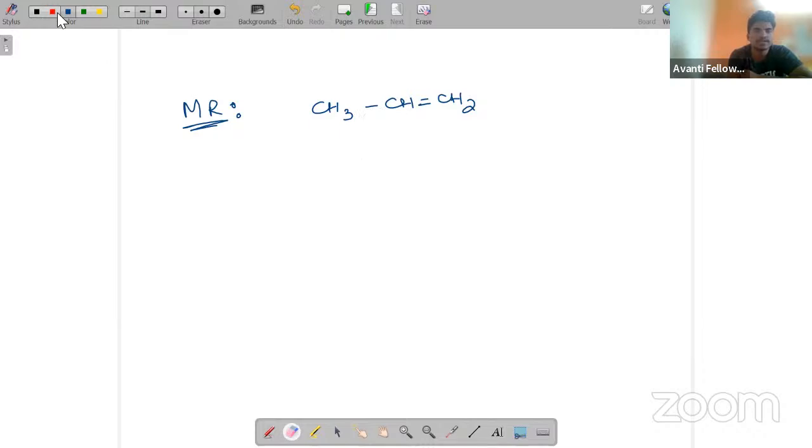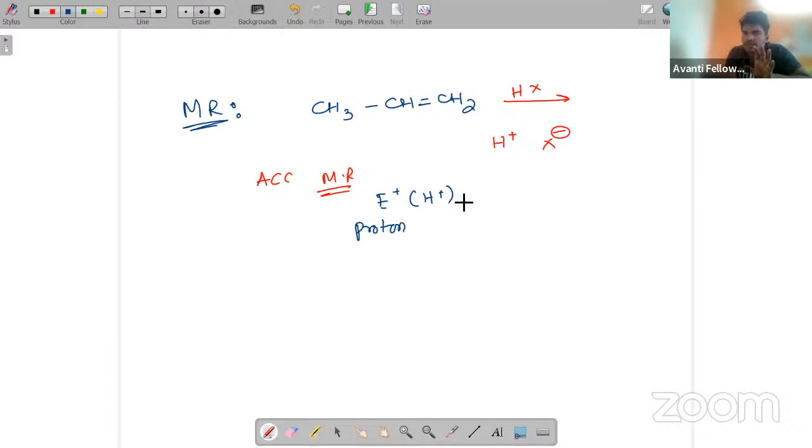Let's suppose we are having any alkene and we are using a particular reagent like HX, where you are getting H plus and X minus. Now according to the Markovnikov rule, the electrophile, E plus or H plus, is a proton in this case, because no electron is left. Hydrogen has 1s1, and H plus is called a proton.